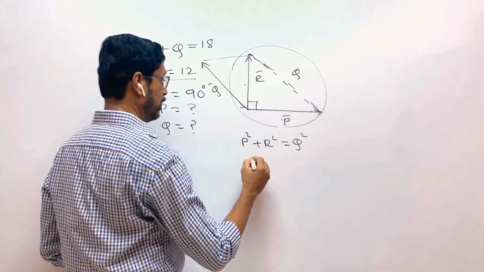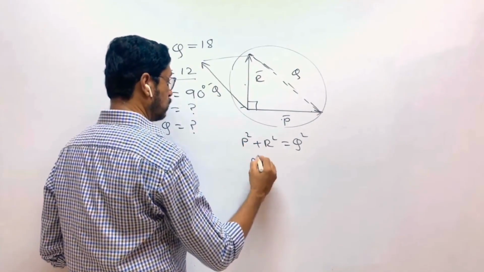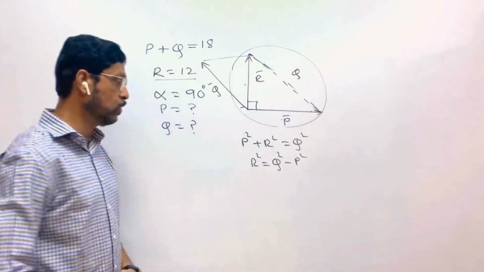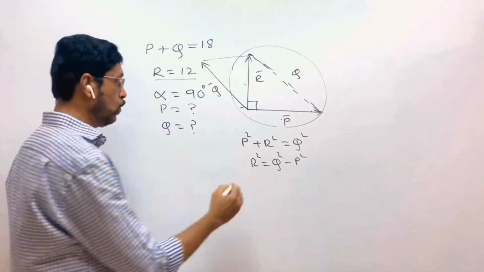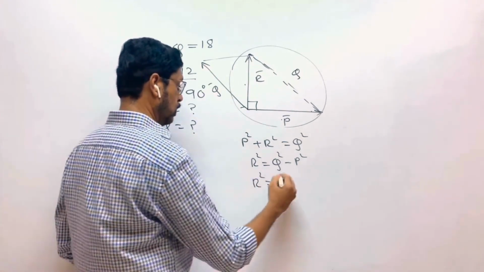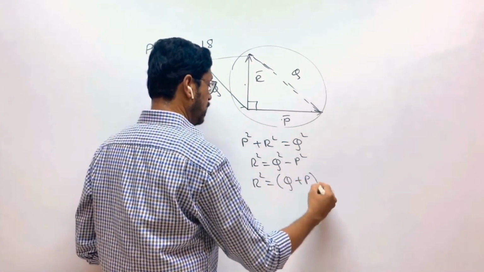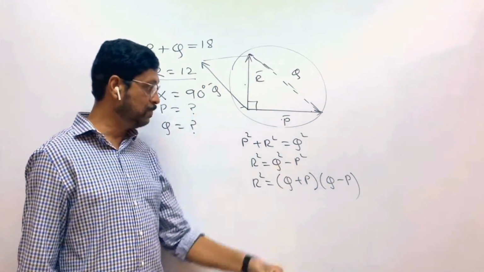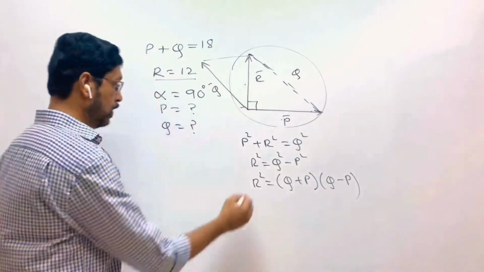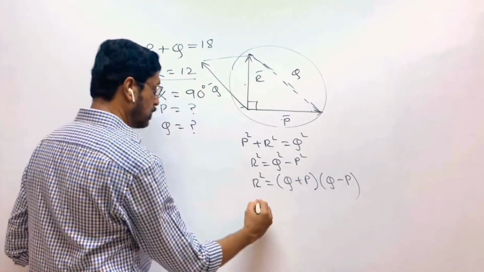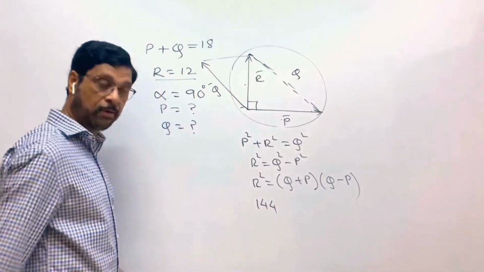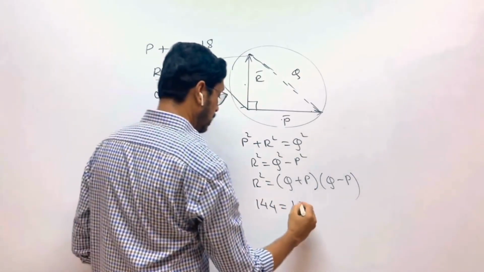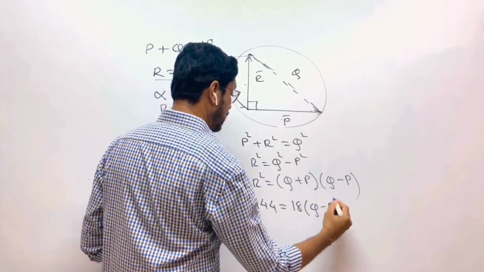Or you can say R square is equal to Q square minus P square. Anyway, so R square will be equal to Q plus P into Q minus P. A square minus B square is A plus B into A minus B. Now you can put the values. R square, 12 square, 144 is equal to Q plus P, which is 18, into Q minus P.